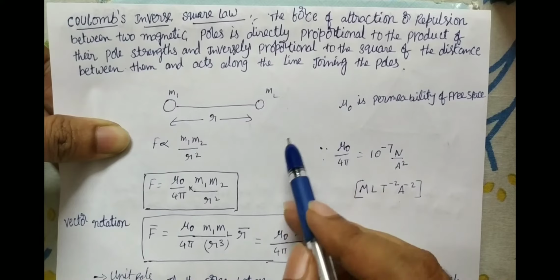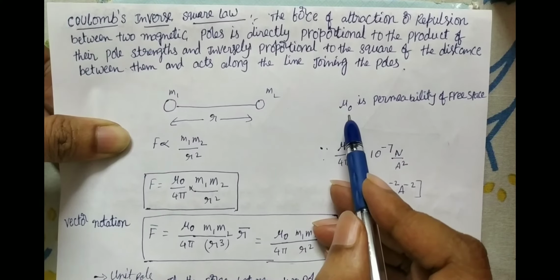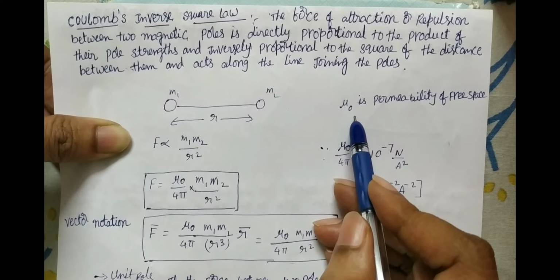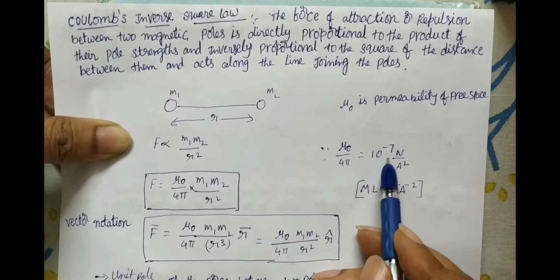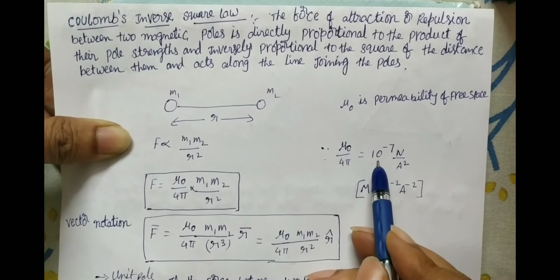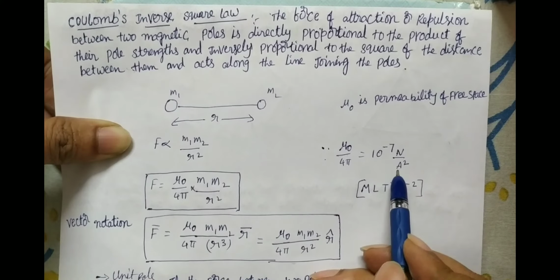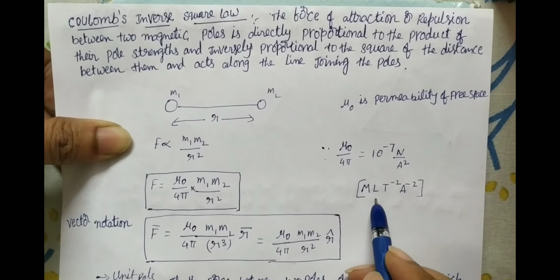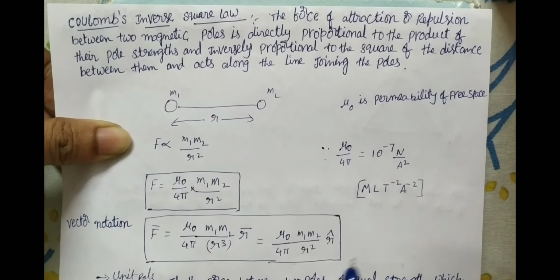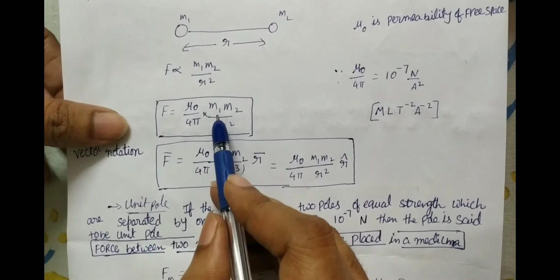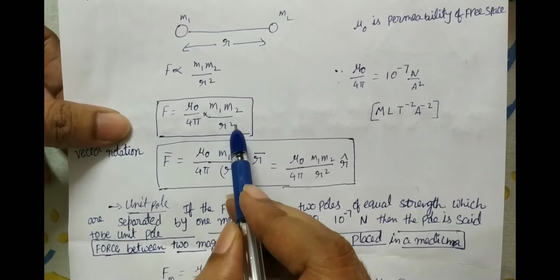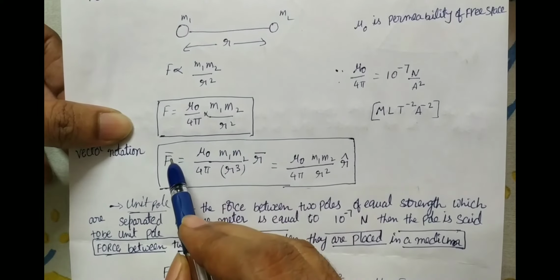If the medium is another medium, we can simply represent it with mu. And the value of mu naught by 4 pi is equal to 10 power minus 7 for vacuum, 10 power minus 7 Newton per ampere square. Dimensions M L T minus 2 A minus 2. So for the force between two isolated poles, we have a formula here. This is only the magnitude, but force is a vector quantity.